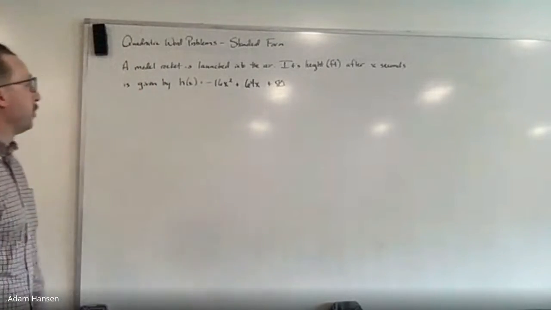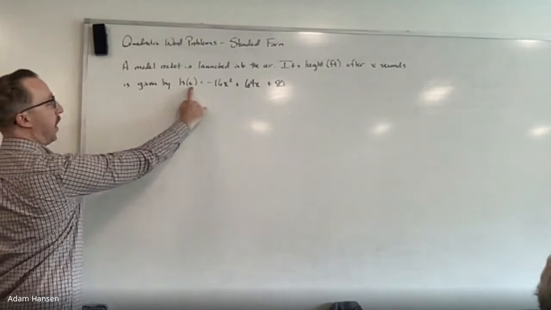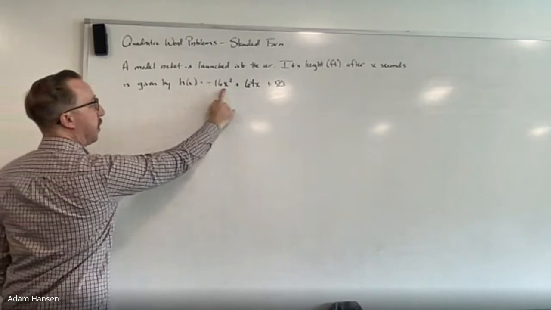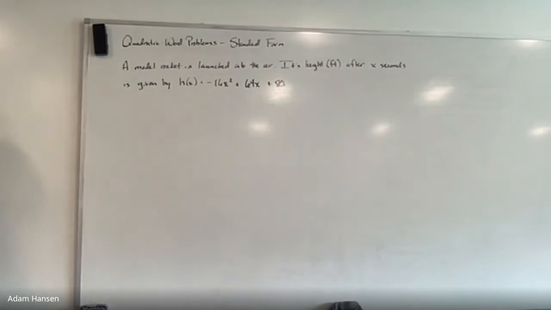Standard form application questions. A model rocket is launched into the air. Its height in feet, x seconds after launch, is given by this expression. The height in terms of x seconds is equal to negative 16x squared plus 64x plus 80. Height depends on time. I can find the height by substituting a value for x in.